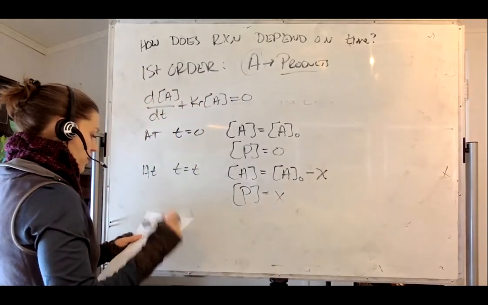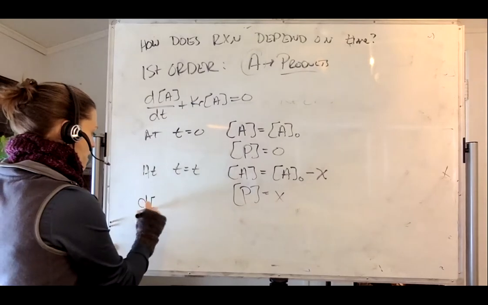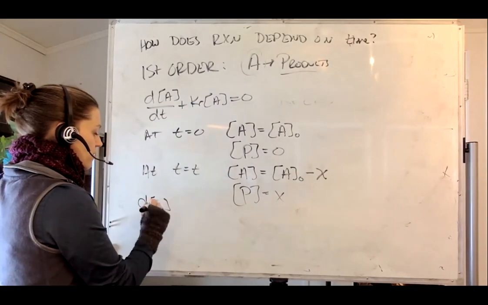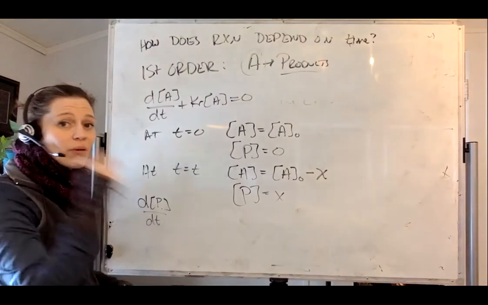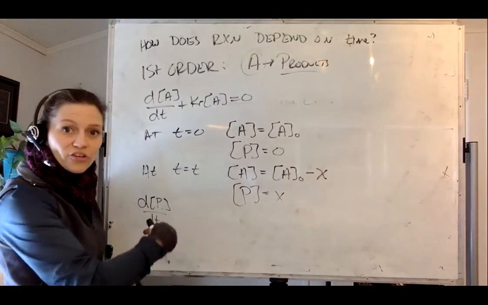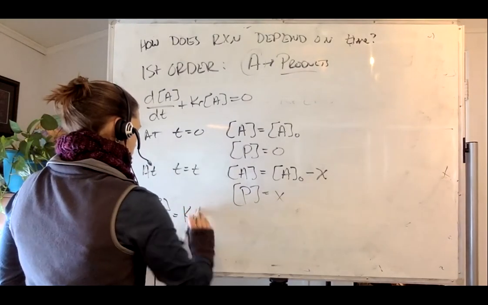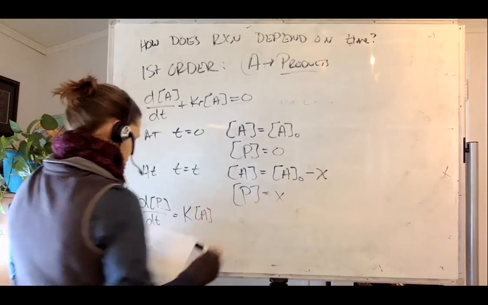Okay, so we're going to start with the rate of the reaction. So dA dt, and I'm actually going to make this dP dt, even though I said we don't really care about the products, because I want this to be a positive value. The rate of formation would be positive, whereas the rate of consumption would be negative. Is equal to K times the concentration of A.